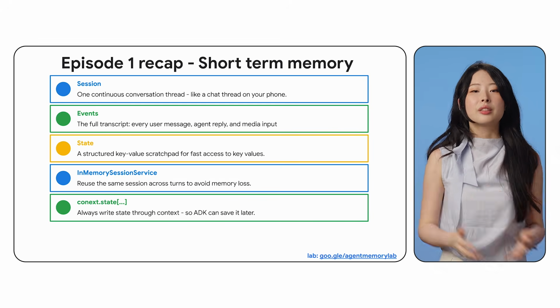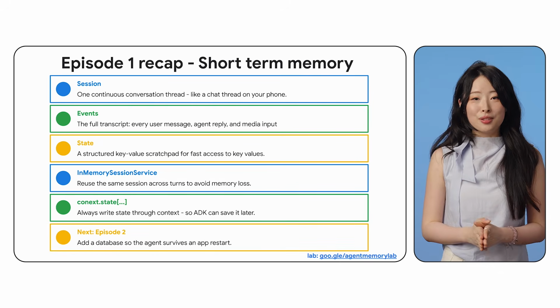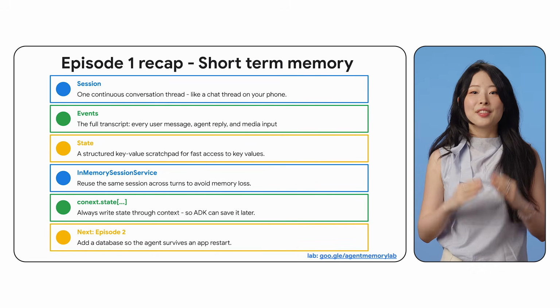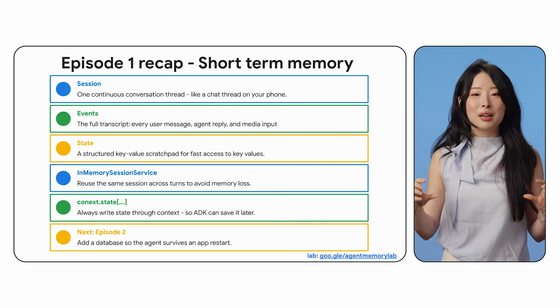This gives your agent short-term working memory like RAM. It's fast but temporary. In the next episode, we will add persistence so that your agent can survive an app restart and still remember the user.